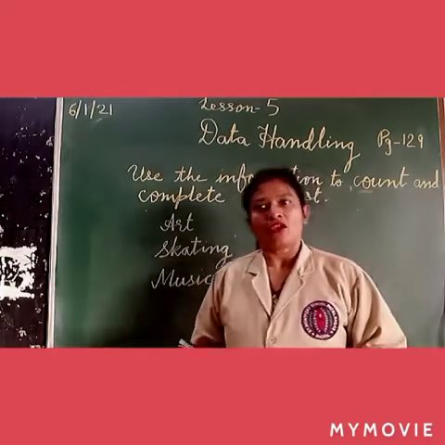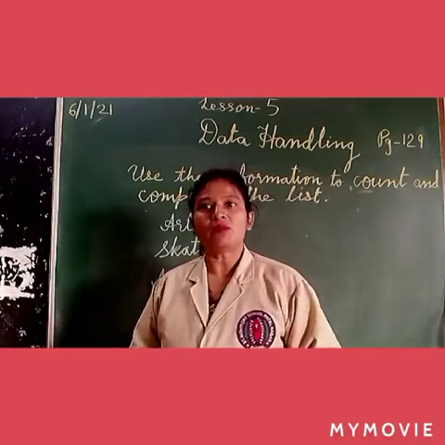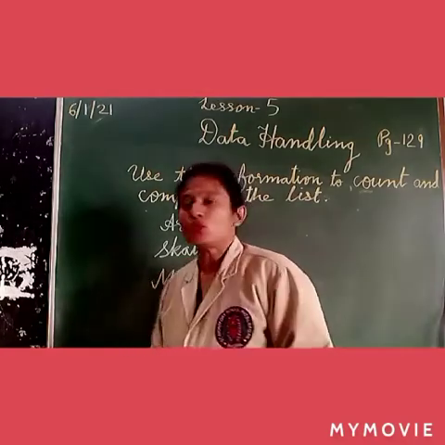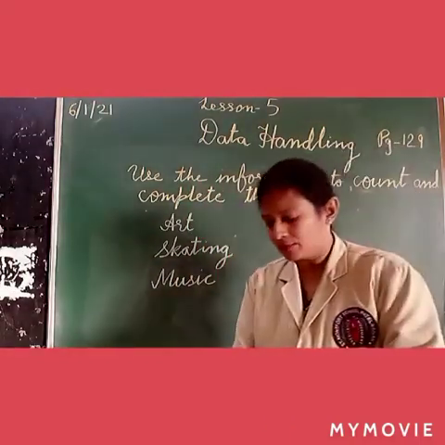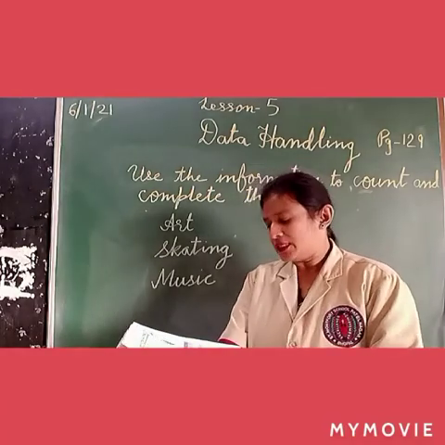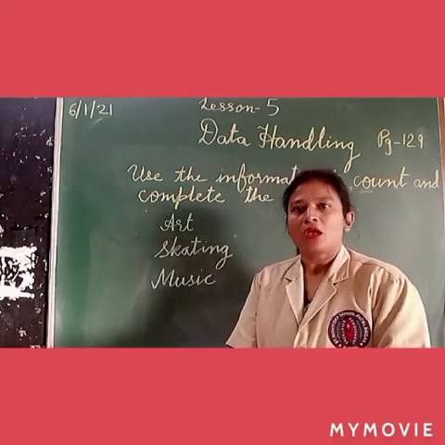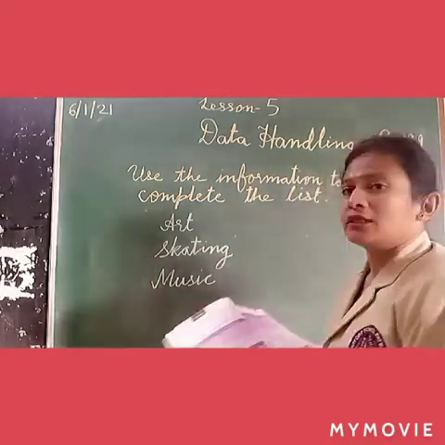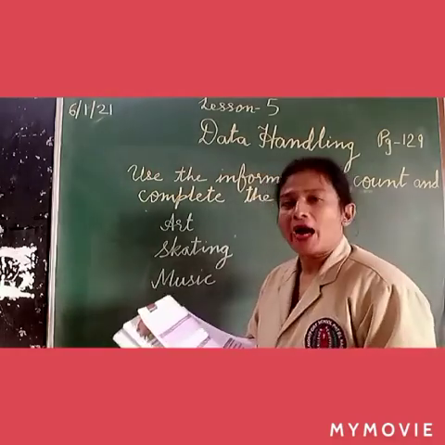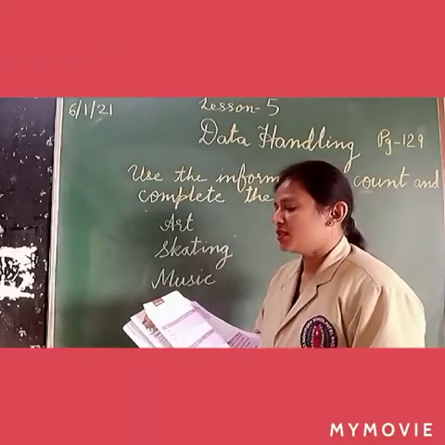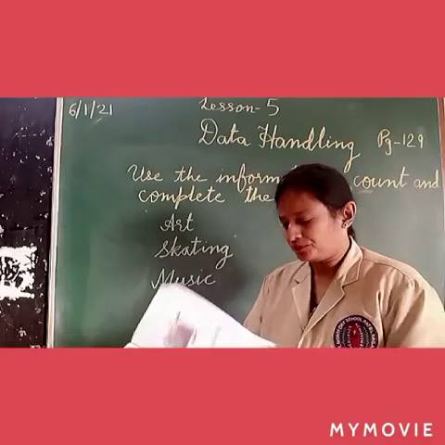As you know, we are doing data handling. In this, today we will do page number 129. What you have to do is use the information to count and complete the list. You can see few students have chosen activity for their summer camp. Now you have to see the chart and write the number of students in front of the art section, the number of students who chose skating, and the number of students who chose music.